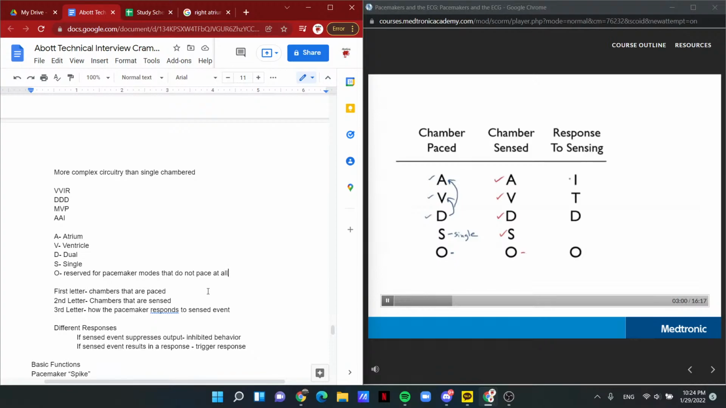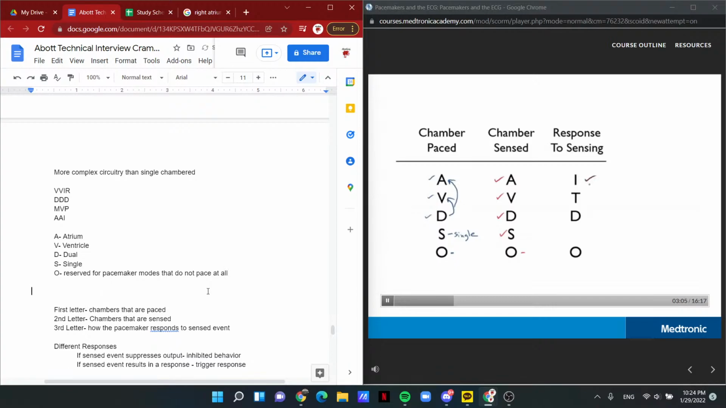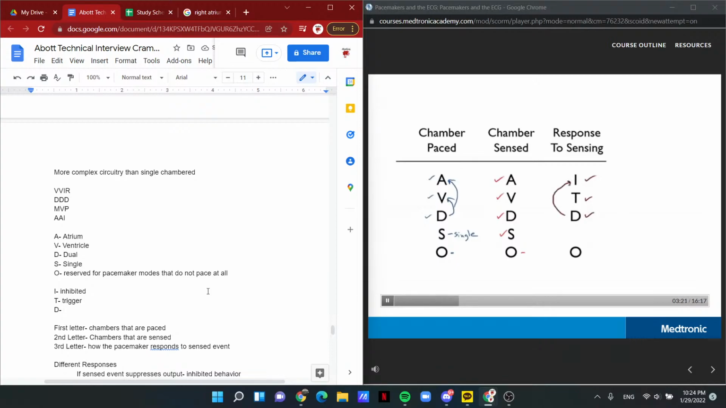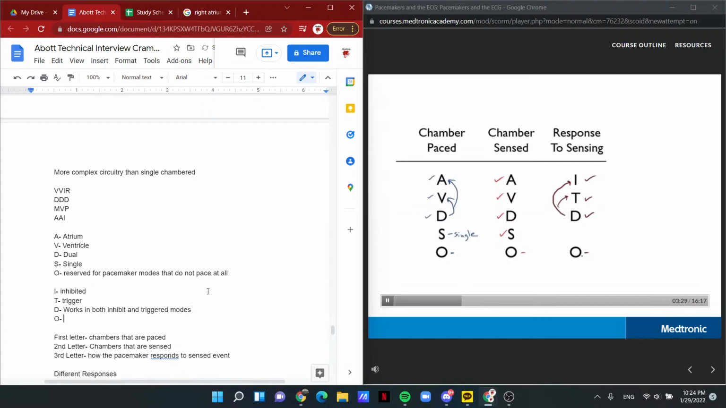The third letter is the response to sensed events. I stands for inhibited, meaning that an intrinsic cardiac event will prevent the pacemaker from sending out a spike. A triggered mode means that an intrinsic cardiac event will trigger the output of the pacemaker. And the letter D in the third position means that the pacemaker is capable of working in both inhibited and triggered modes depending upon the patient's needs. Generally, O is used in the third letter when pacemaker function is disabled.